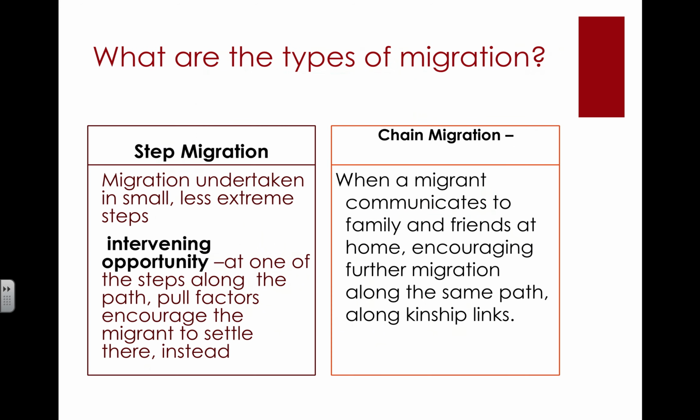Chain migration would be when a migrant communicates with family and friends at home, encouraging further migration. So consider this idea that they go to one place and they create those links. So they're building a chain of migrants. One person from one area goes, and then their family follows, and then their family and friends follow. That is called chain migration, which builds a link of an increased group of one particular community.